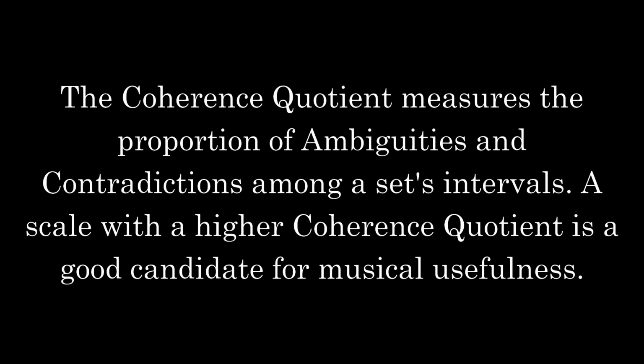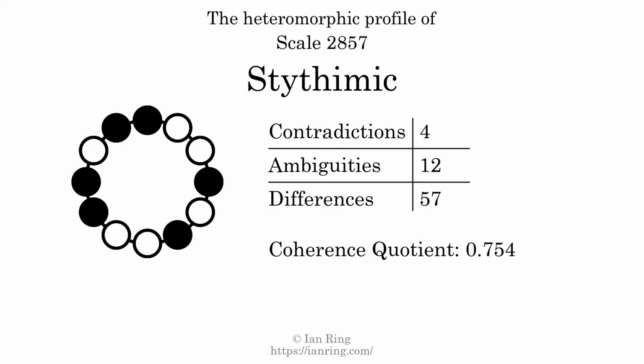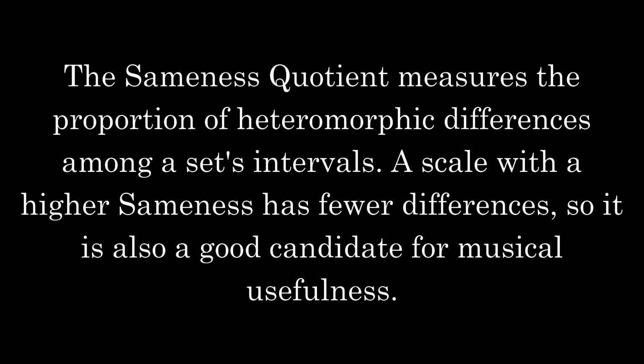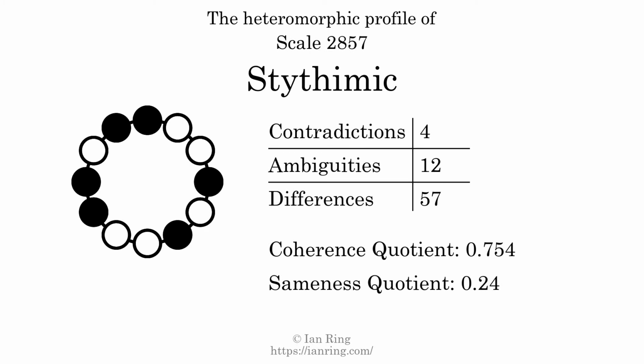The coherence quotient measures the proportion of ambiguities and contradictions among a set's intervals. A scale with a higher coherence quotient is a good candidate for musical usefulness. The coherence quotient is 0.754. The sameness quotient measures the proportion of heteromorphic differences among a set's intervals. A scale with a higher sameness has fewer differences, so it is also a good candidate for musical usefulness. The sameness quotient is 0.24.